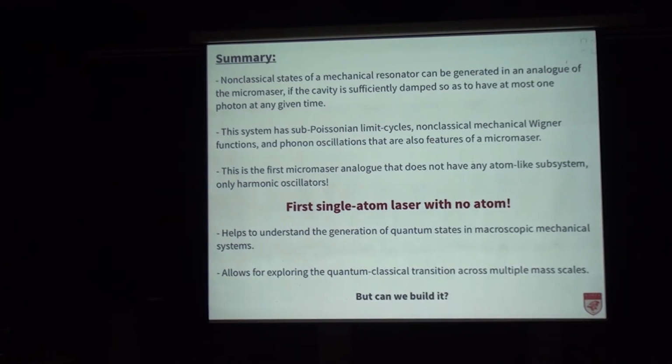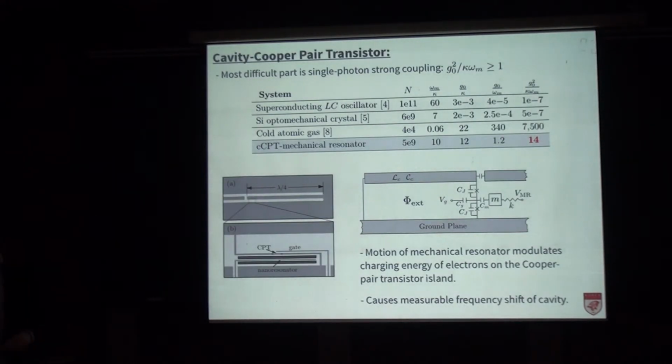So I have one slide left, and the question now is, this is all theoretical, can we build the thing? If you had asked me this a year ago, the answer would have been no, because this is a very hard thing to do, but actually the answer is yes. The thing we use is what's called a cavity Cooper pair transistor. This is a superconducting circuit device. The most difficult part in building something like this is the single photon strong coupling. Again, the coupling strength divided by the decay rate and the mechanical frequency has to be larger, or at least on the order of 1. And no one could even come close to this.